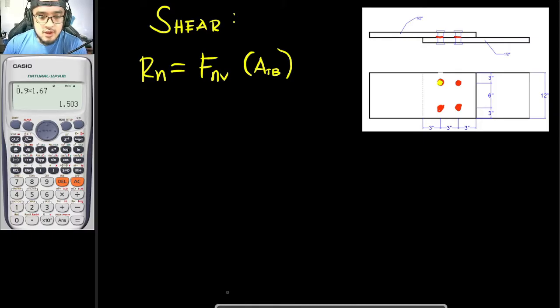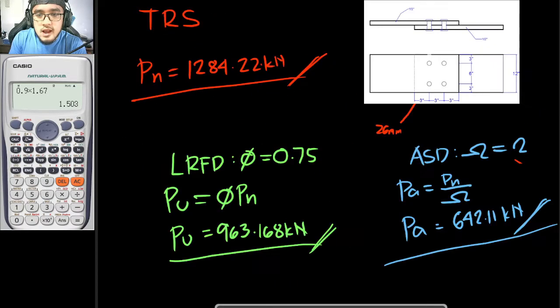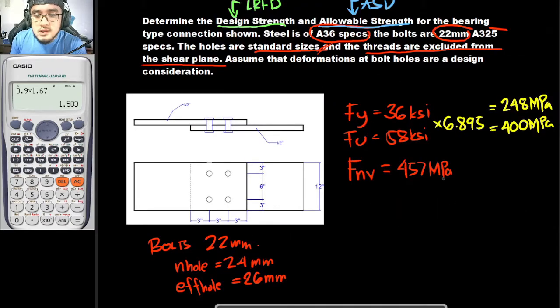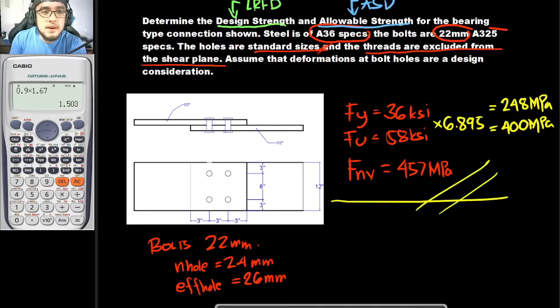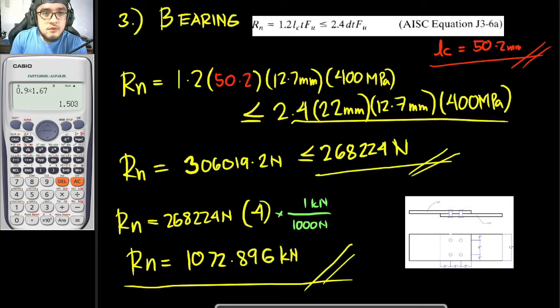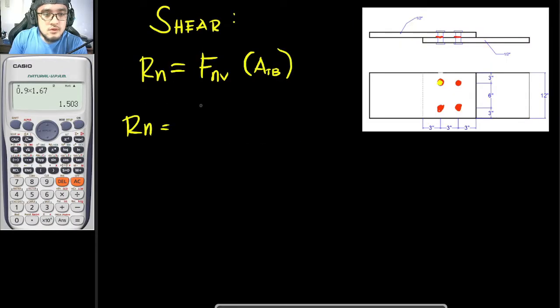So ayan, solving for this one right here by direct substitution. So Rn, yellow dapat. Rn is equal to, so what is to be our FNV? Kinuha na natin yan kanina. Our FNV is to be equal to 457 megapascals.